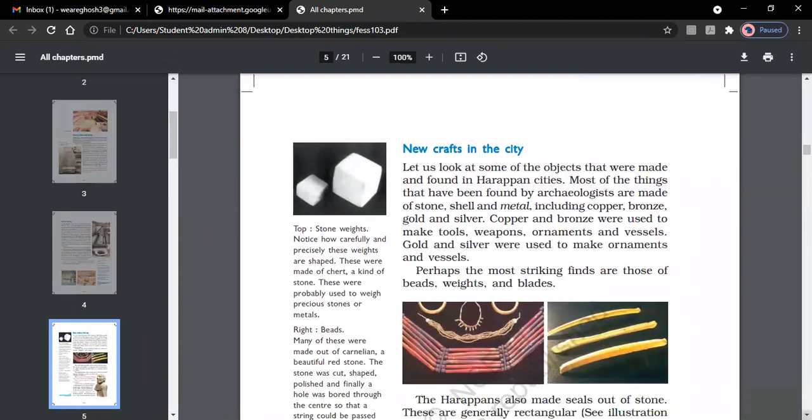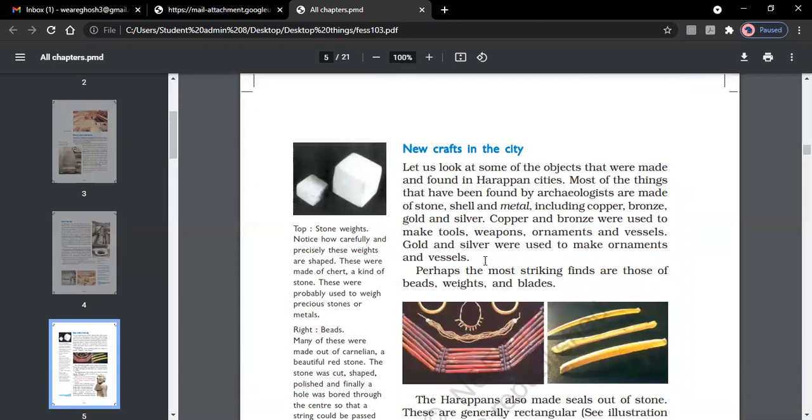Now here is the part about the jewelries. What are the uses of copper and bronze? What are the uses of gold and silver? From here you can get the answer. Copper and bronze were used to make tools and weapons, ornaments and vessels. Gold and silver were used to make ornaments and vessels.